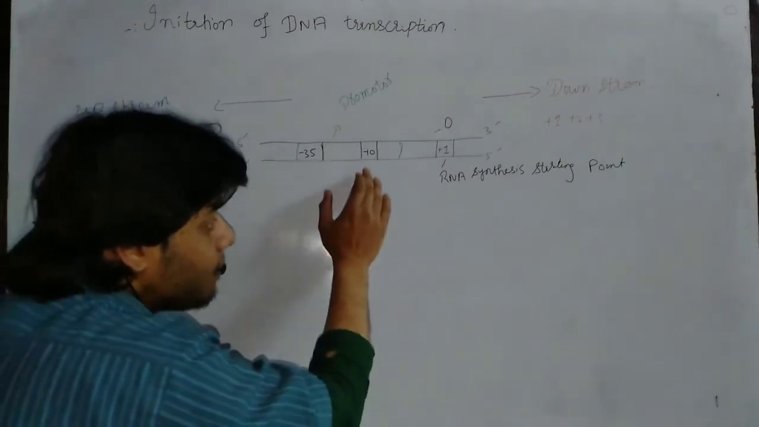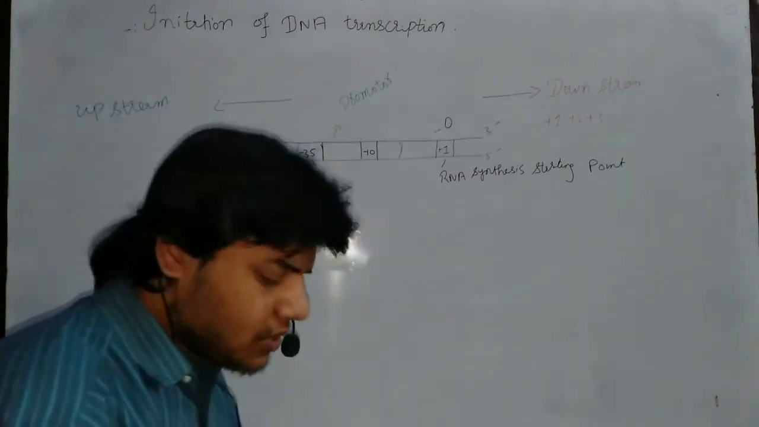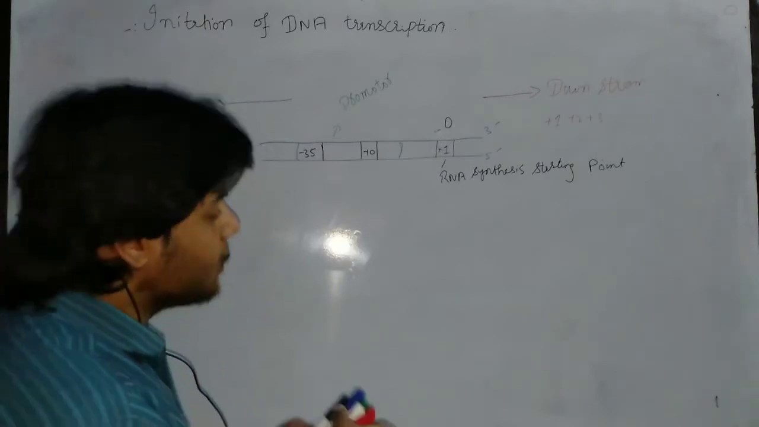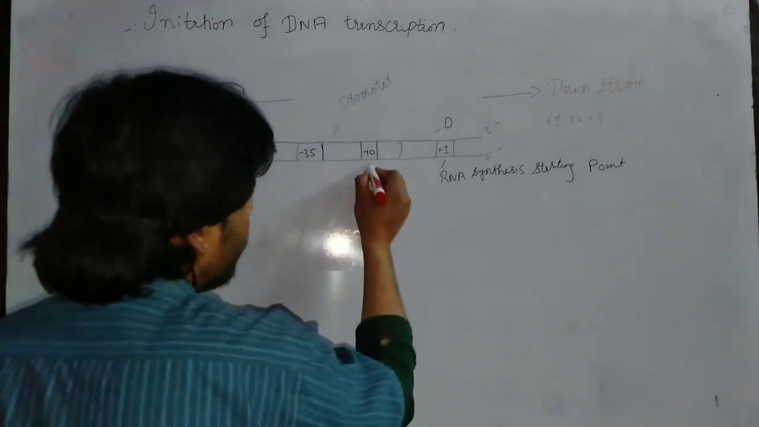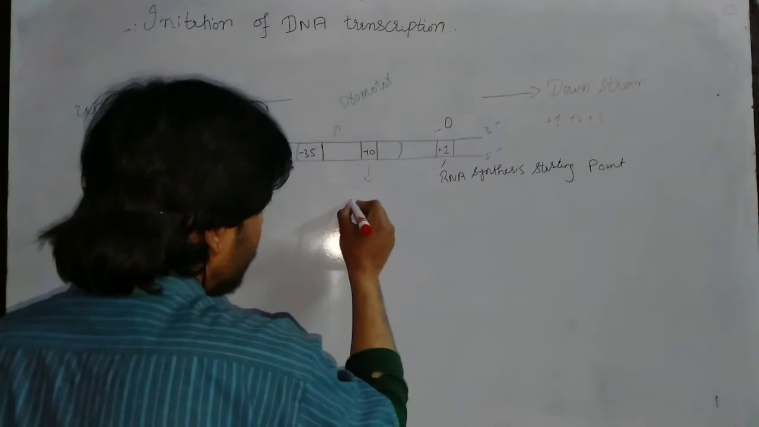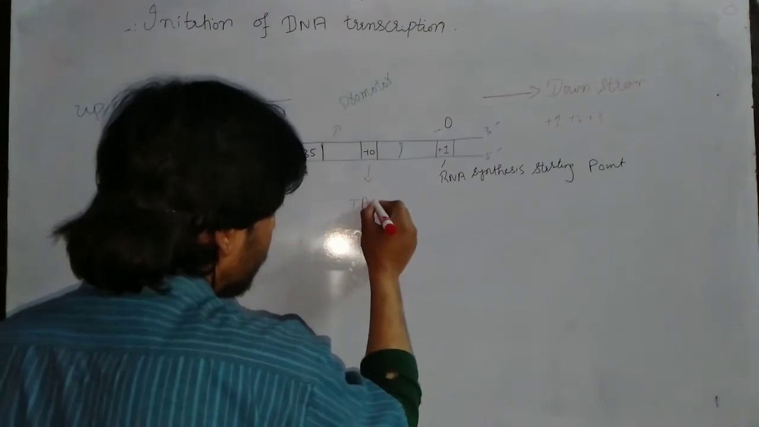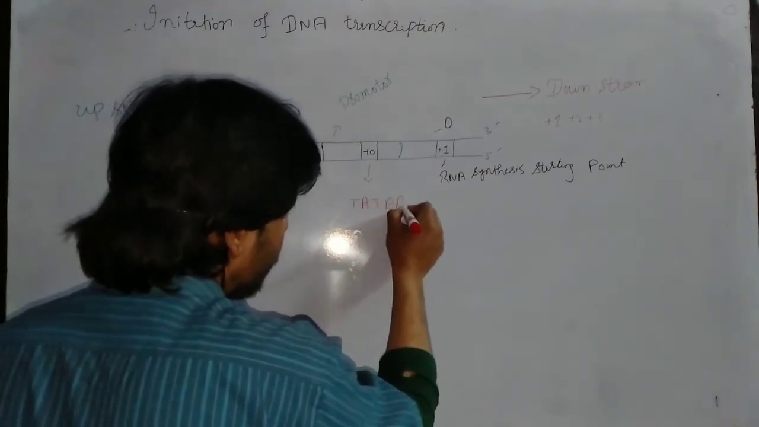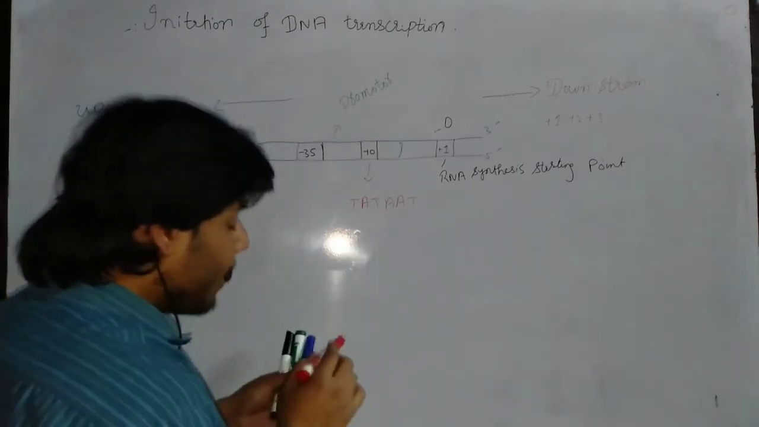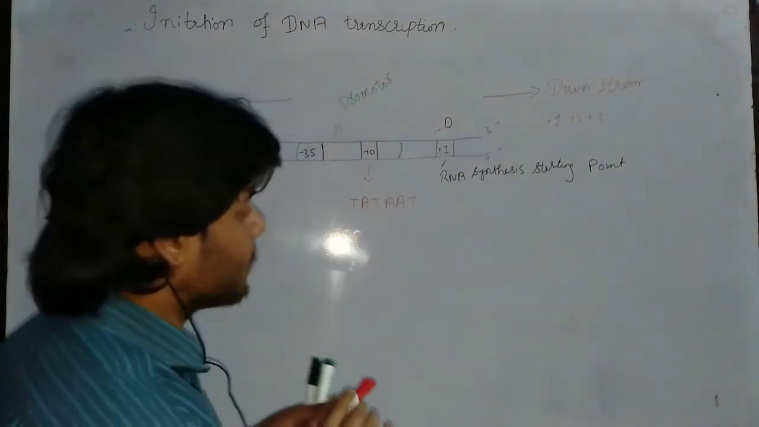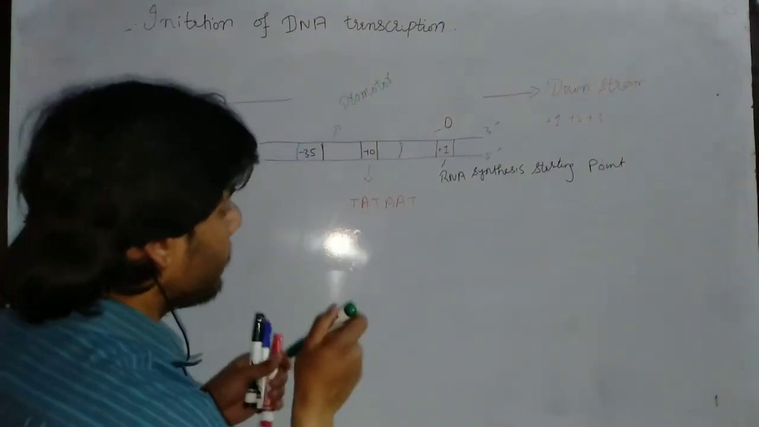Now this -10 has a consensus sequence, and this sequence is usually TATAAT. We also call that the TATA box, and we also call it the Pribnow box.